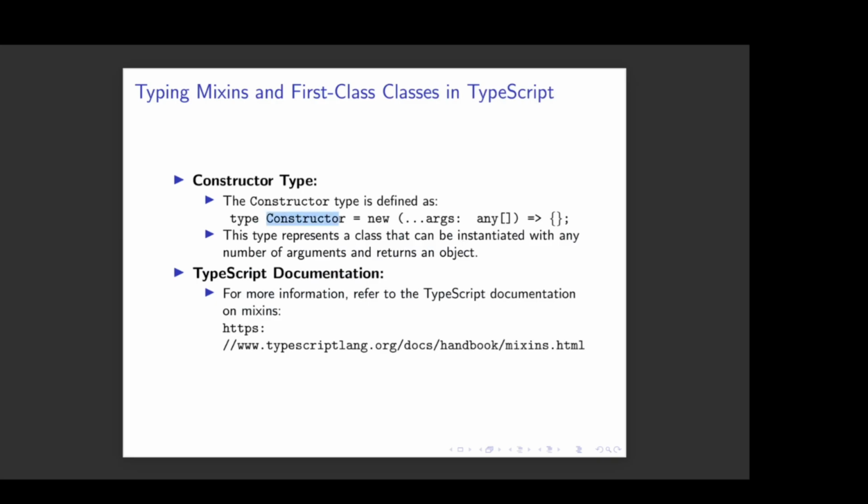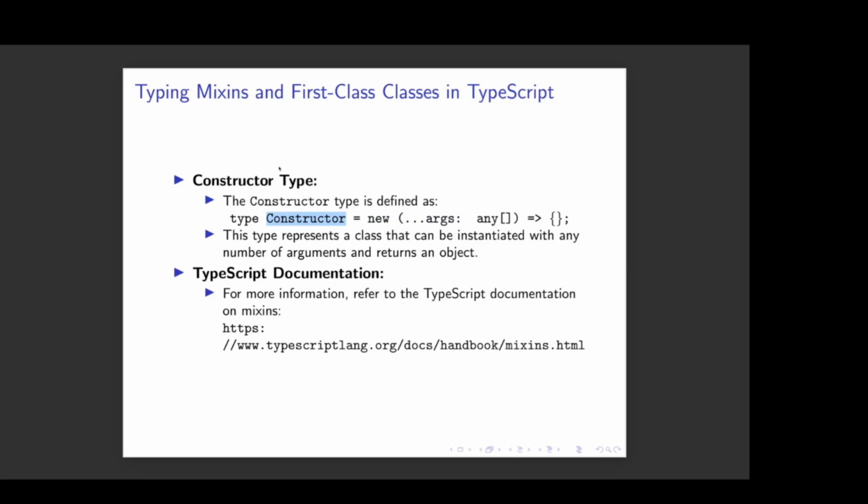So as I said, this constructor, it is not very important to understand the details here, but it basically says that constructor is something that can be instantiated with new. So you can use new with some arguments, and it's going to return you an object, essentially. But to abstract things a little bit, you can just think of this type as representing a class that can be instantiated with any number of arguments and returns an object.